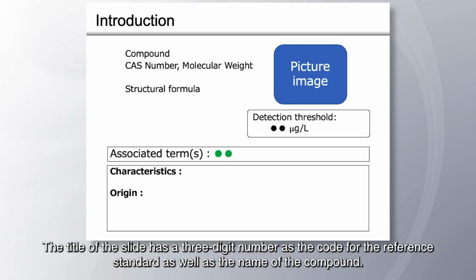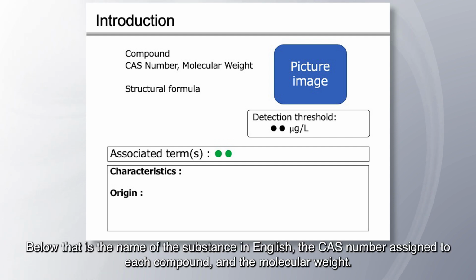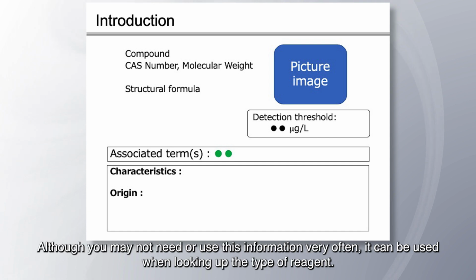The title of the slide has a 3-digit number as the code for the reference standard as well as the name of the compound. Basically, please check the name of the component by looking at this part. Below that is the name of the substance in English, the Chemical Abstract Service (CAS) number assigned to each compound, and the molecular weight. Although you may not need or use this information very often, it can be used when looking up the type of reagent.